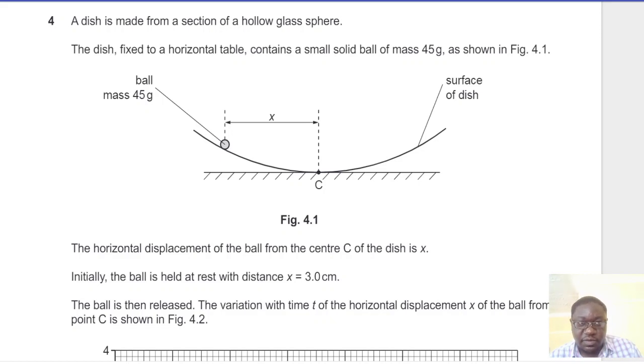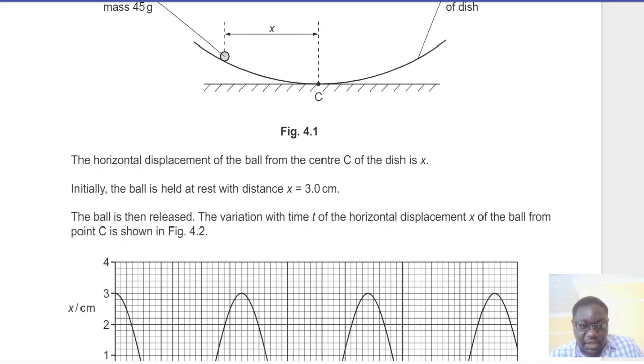Now, this is question number 4 of November 2020. A dish is made from a section of a hollow glass sphere. The dish, fixed to a horizontal table, contains a small solid ball of mass 45 grams as shown in figure 4.1. The horizontal displacement of the ball from the center C of the dish is x. Initially, the ball is held at rest at a distance x of 3.0 centimeters. The ball is then released.